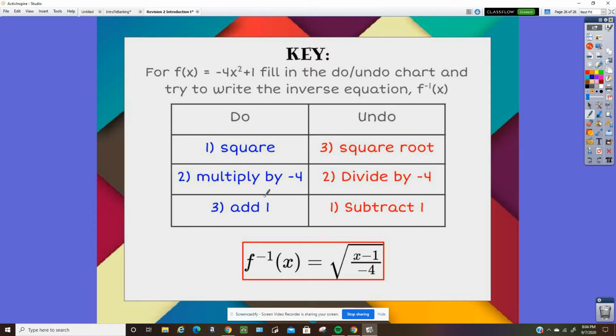So square, multiply by -4, add 1, and then the inverse, subtract 1, divide by -4, square root. So they left the -4 in the denominator. And it'd probably be best to do that so you don't make a sign error when you change both of these. So just leave it like this.